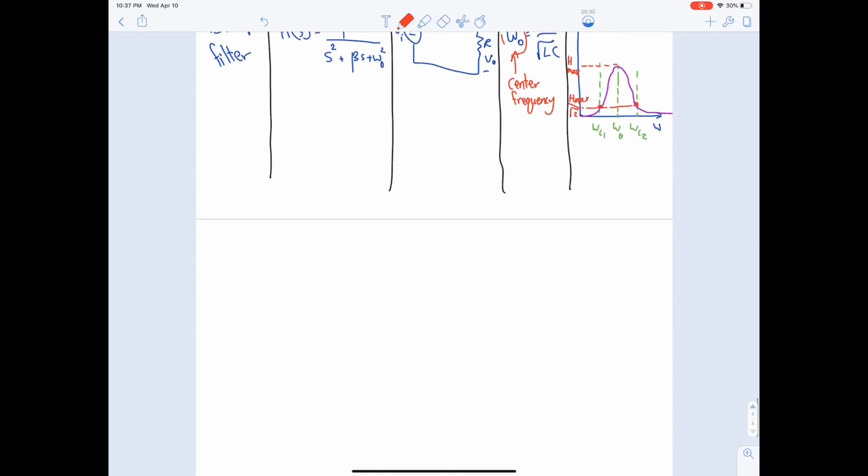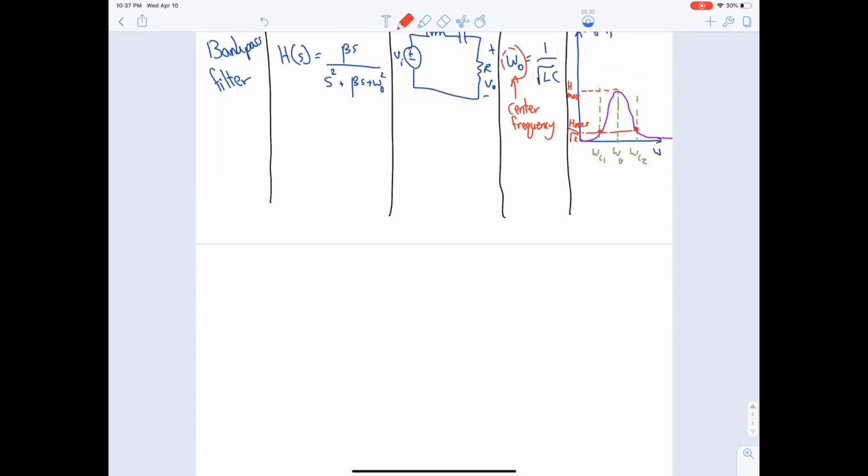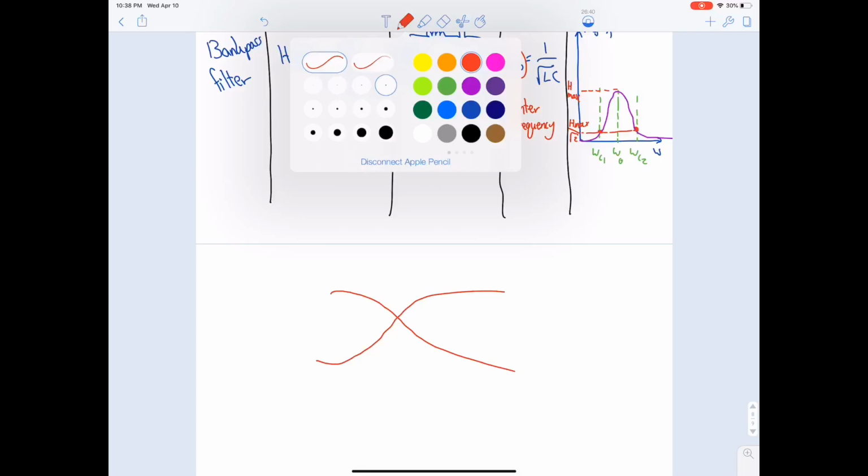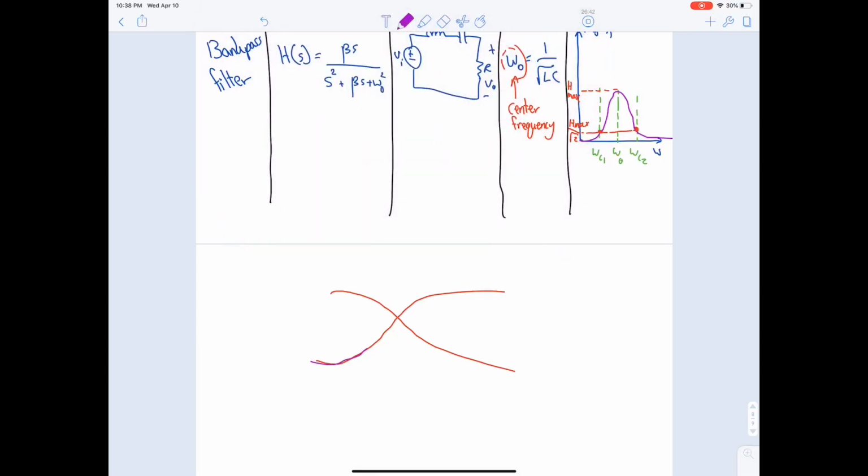Okay, now notice that the bandpass is a combination of the two filters, low and high pass. Why? This is the high pass, right? And this is the low pass. Now what is this? Isn't this the bandpass only? See? Okay, moving on.